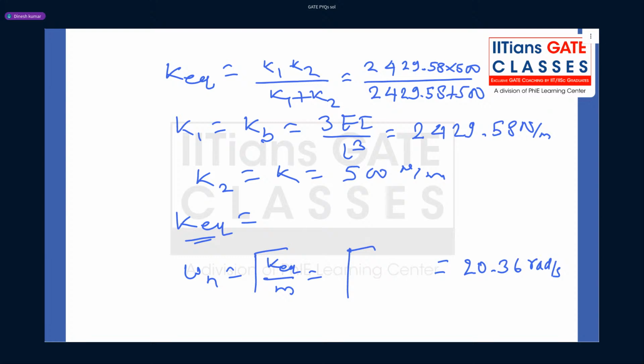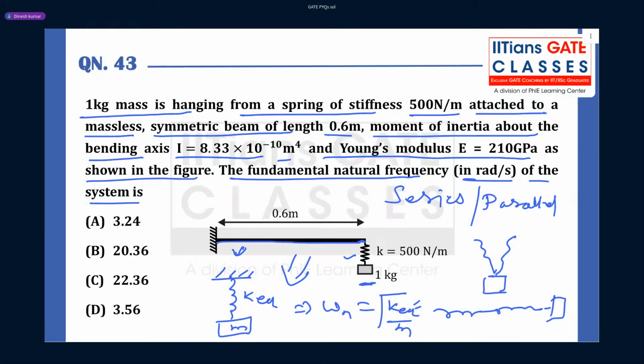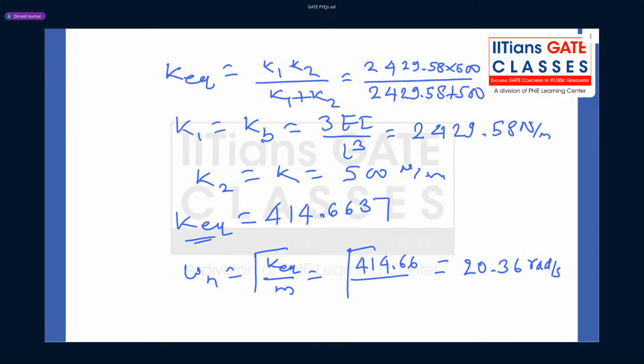K equivalent is how much? 414.66. 37. So substitute here 414.667. What is the mass? The mass is given as 1 kg. So Ashish, answer is 20.36 or 23.164.